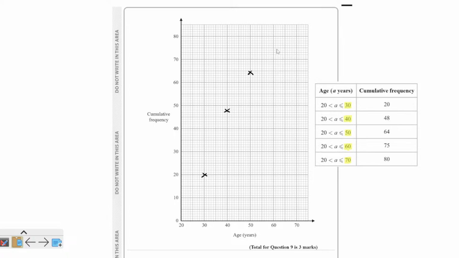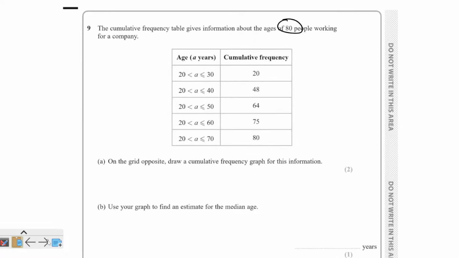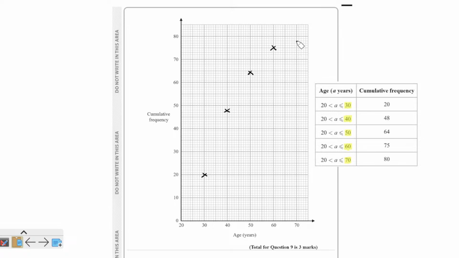60 at 75. And obviously the last one should be the total. Do you remember how we circled it? If I go back, we circled 80 people. The top of your graph should always be that total. There. You see that's constantly increasing. Now you obviously need to join it up.